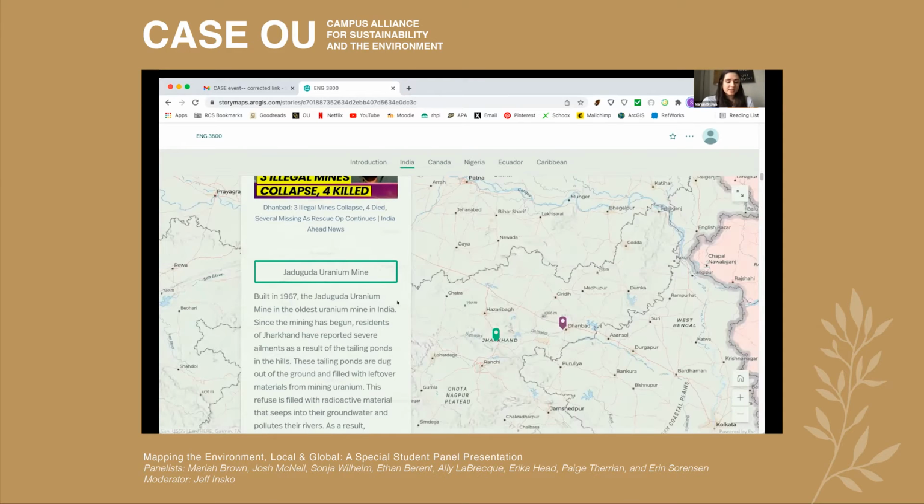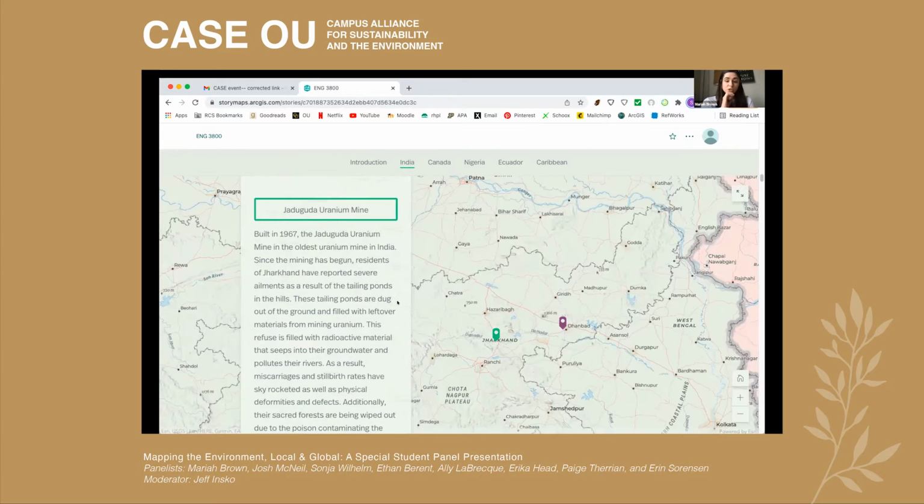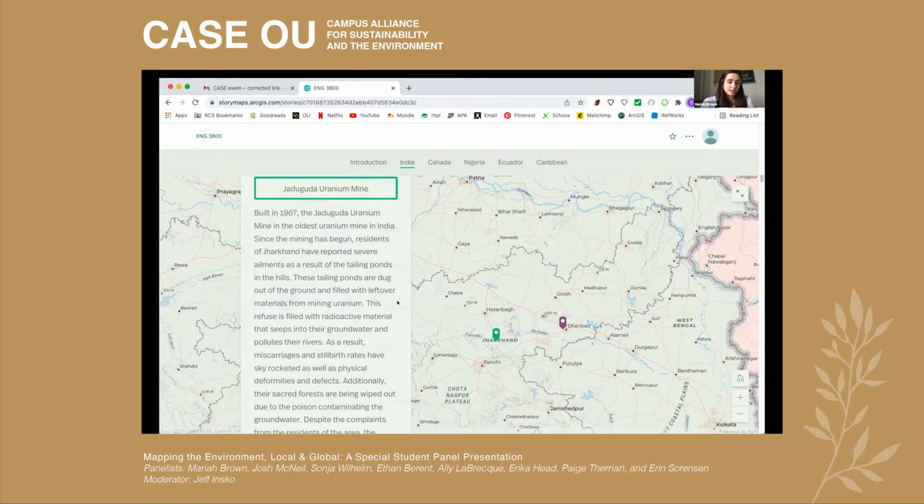So this site of extraction is currently operational in Jharkhand, that is the Jaduguda uranium mine. It was built in 1967 and it is the oldest uranium mine in all of India. In the practice of extracting the uranium here, they dig up large amounts of earth, they pull the uranium from it, and anything that they don't deem as being useful, they toss into what is called a tailing pond.